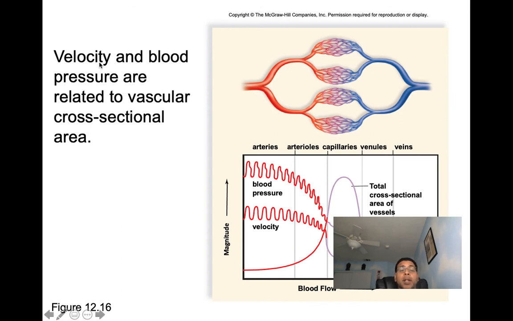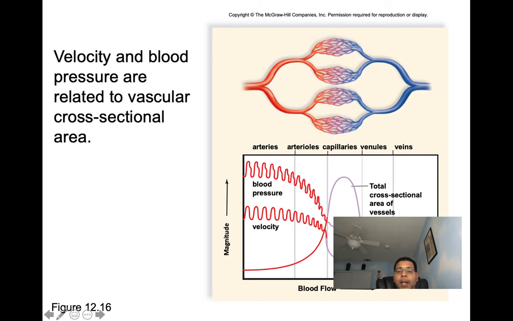So here we can see the velocity and blood pressure are going to be related to vascular cross-sectional area. Here you can see our arteries, they have greater pressure, and their pressure is also pulsatile. It goes up and comes down, it goes up and comes down. It doesn't come down to zero, so that's not zero. Zero pressure is going to be down here, which is going to be the pressure we're going to see inside the veins. Here you can see, as the blood vessels get smaller, velocity and pressure start to go down as well.